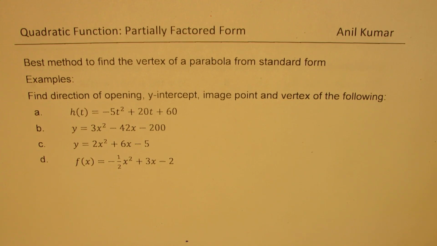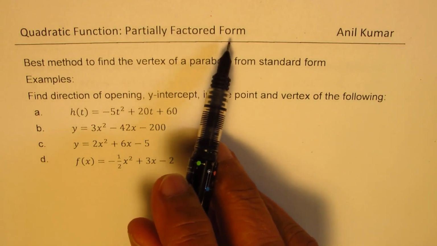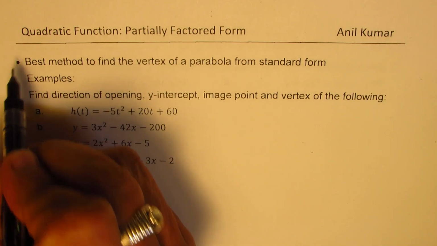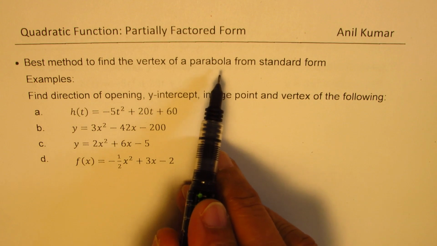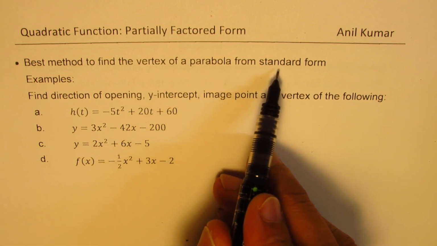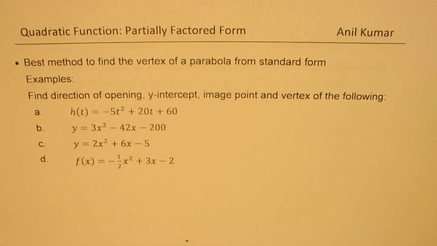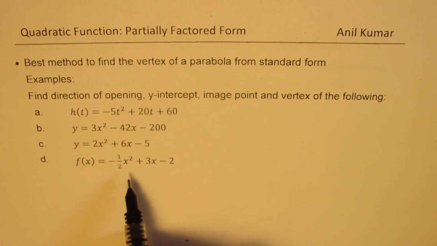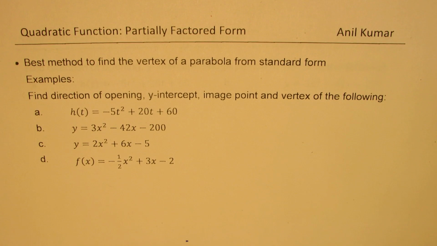In this video, we will understand a very important form of quadratic functions which is normally forgotten. We call it partially factored form. And this is indeed the best method to find the vertex of a parabola, especially when the equation is given in the standard form. Now that is very important to understand. We'll take a few examples which are shown here to illustrate.